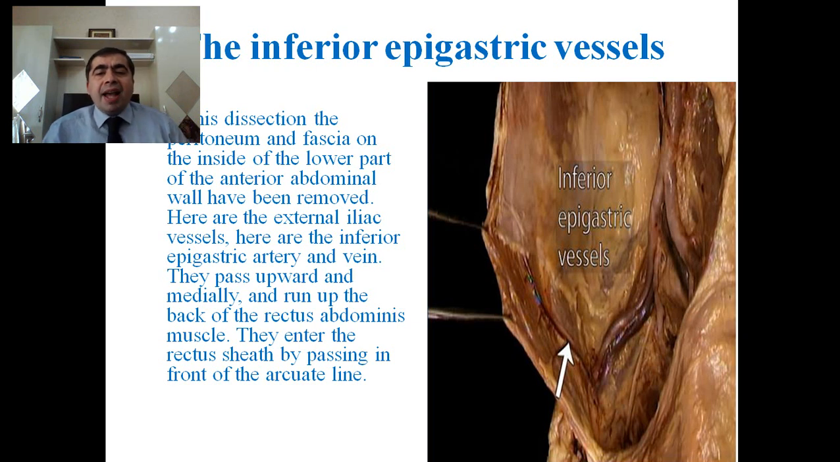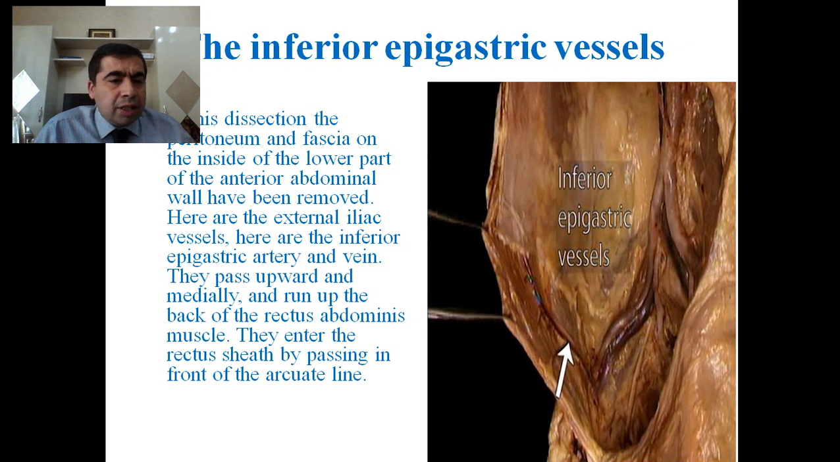The inferior epigastric vessels, I have explained before, are located just medial to the deep inguinal ring, which is located lateral to these vessels. It's an important landmark for the explanation of direct and indirect inguinal hernia. In this dissection, the peritoneum and the fascia on the side of the lower part of the anterior abdominal wall have been removed.